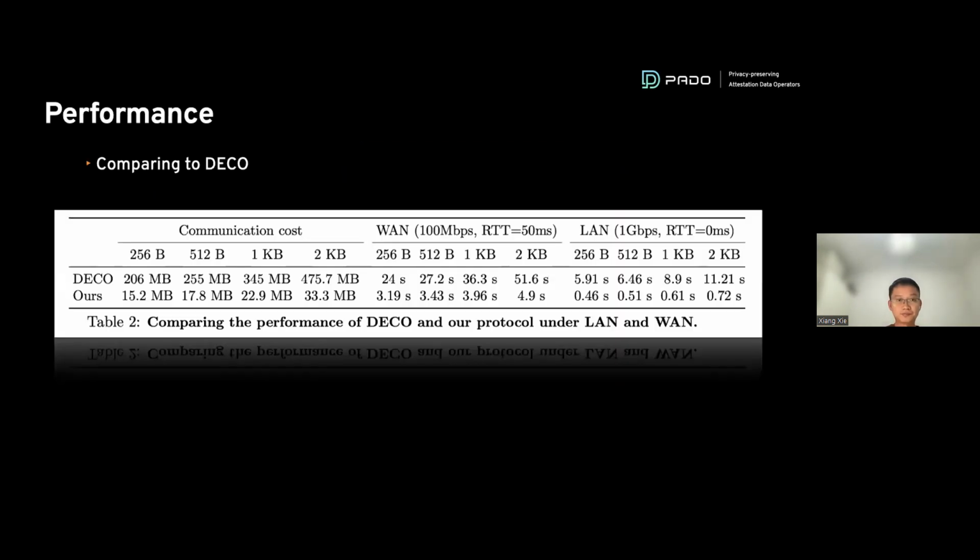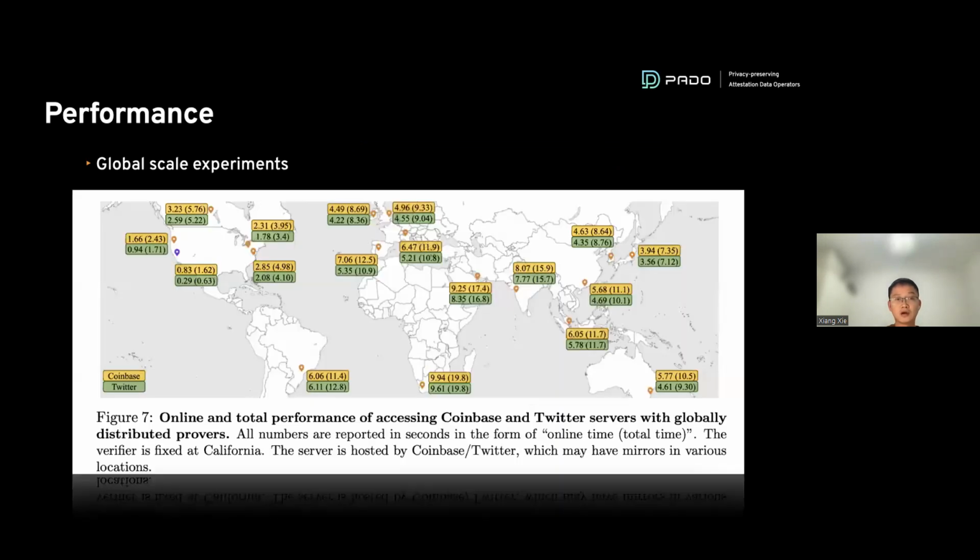And we also ran some performance comparisons with DECO, with different networks and different payload sizes. You can see the numbers are about 10 times faster than DECO. And we also conducted a global-scale experiment. So let me explain a bit.